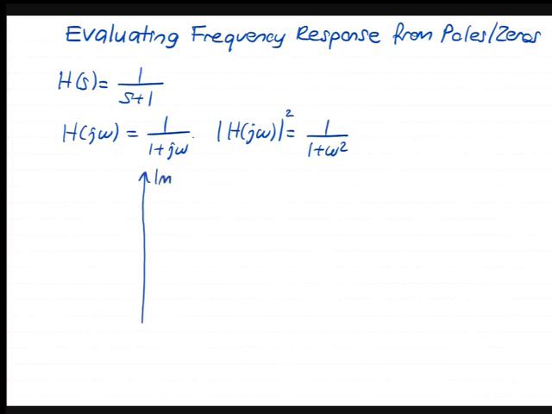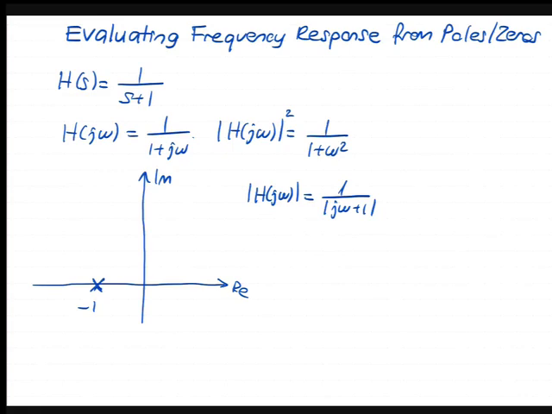This is the imaginary axis. This is the real axis. And the pole is at negative 1. Right? So the magnitude, the absolute value of H of j omega, is 1 over j omega plus 1, or 1 plus j omega, absolute value, right?